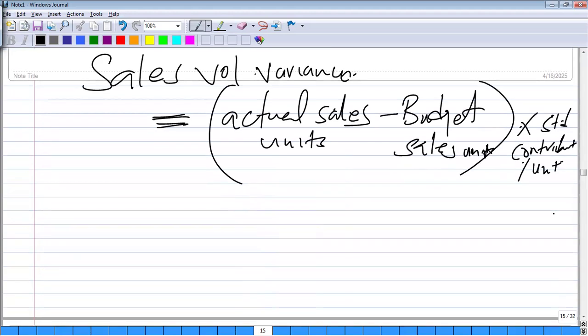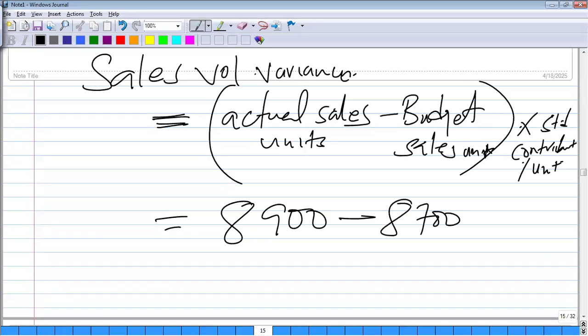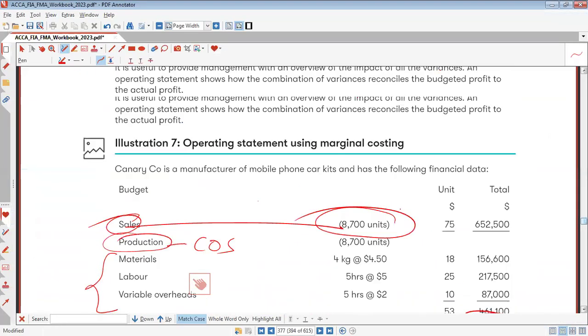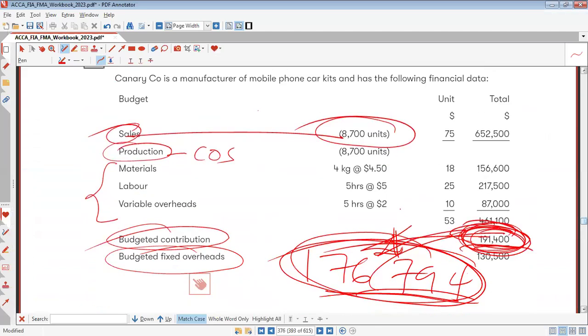So what were our actual sales? 8,900. Then budget was? What was our standard contribution per unit? Standard contribution per unit was 22. Budgeted contribution, which is that 191,400, divided by the budgeted units.